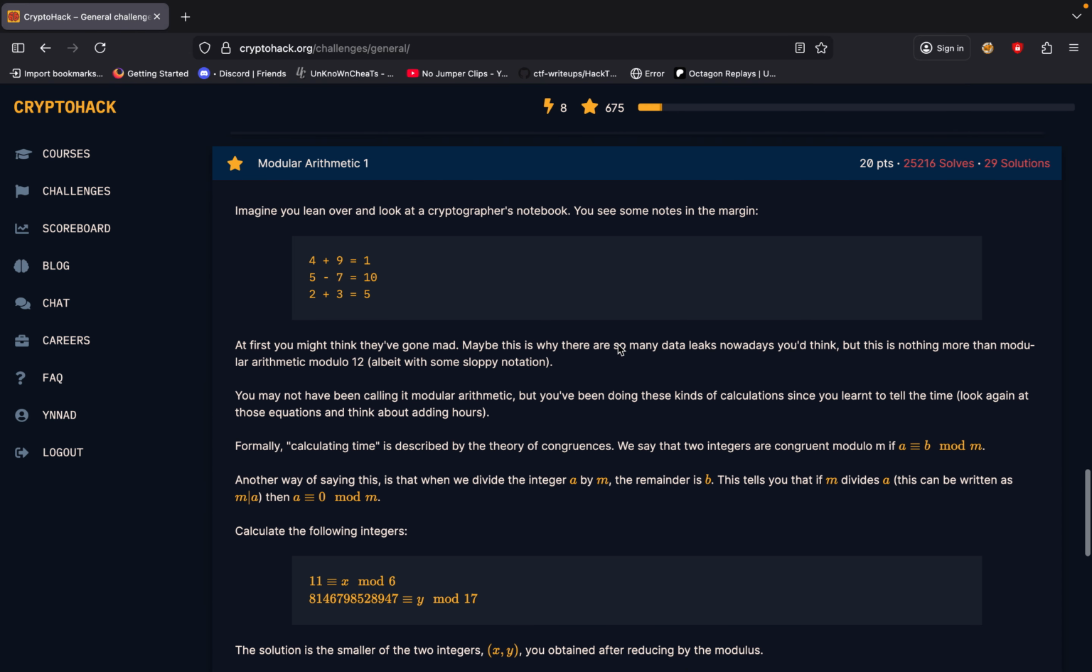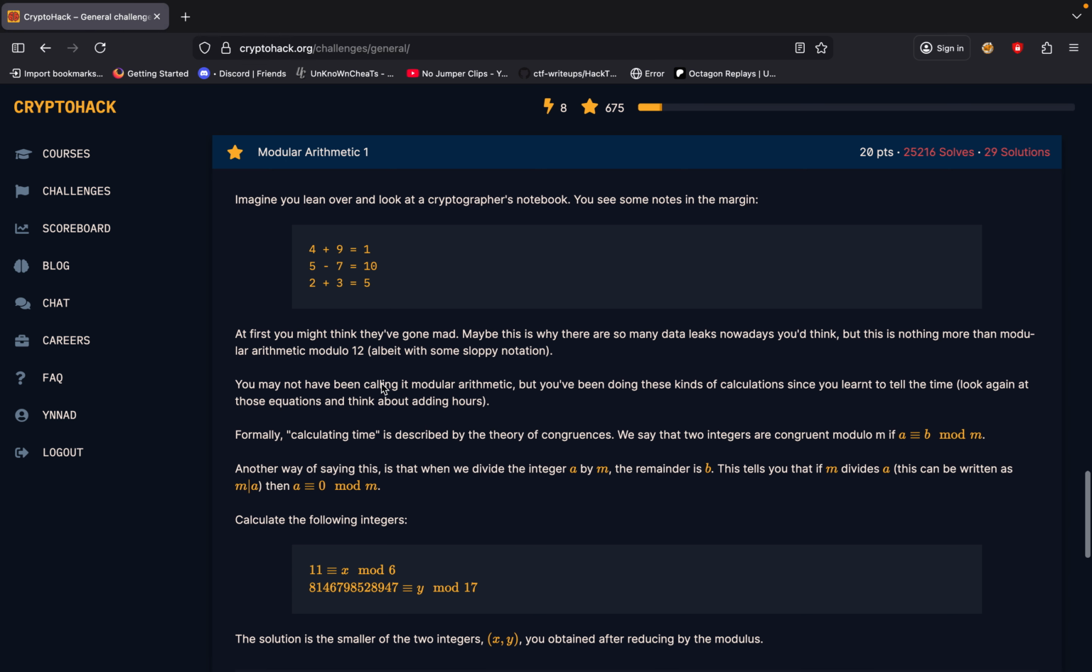Maybe this is why there are so many data leaks nowadays, you think. But this is nothing more than modular arithmetic modulo 12, albeit with sloppy notation. You may not have been calling it modular arithmetic, but you've been doing these kinds of calculations since you learned to tell time. Look at those equations, and then think about adding hours.